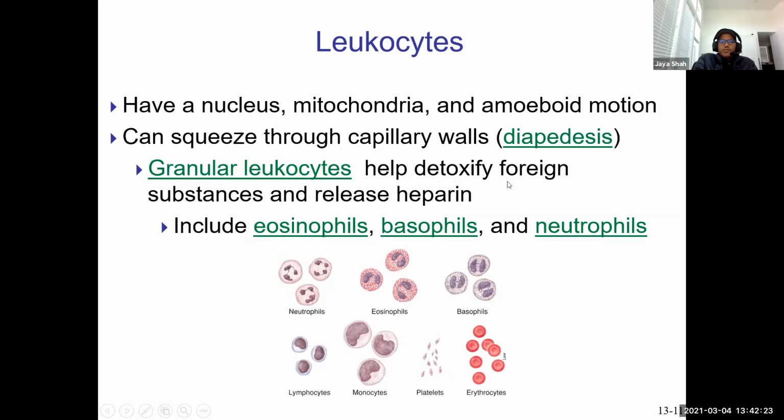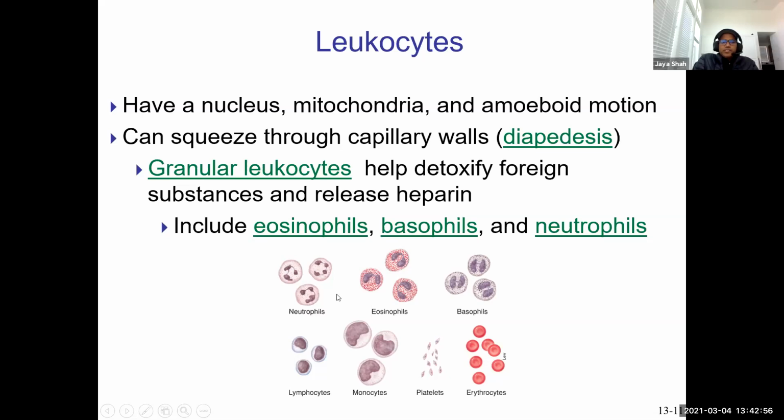These granules help detoxify foreign substances and they release heparin. Okay. This group is eosinophil, basophil, and neutrophil. So how do we decide? They all have these toxic granules. So how do we determine which one is neutrophil, which one is eosinophil, and basophil? These granules take different stains, and based on that, they are classified.